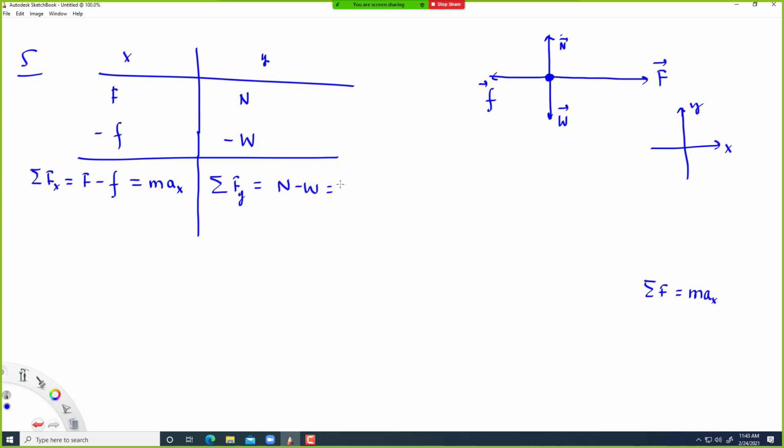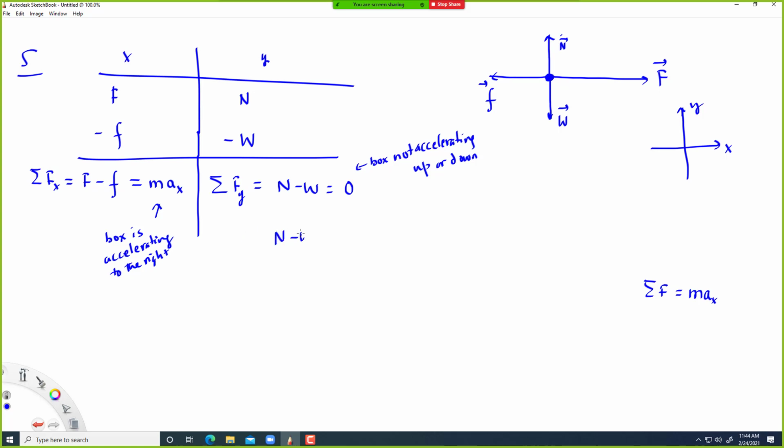Is there acceleration in y direction? Is the box moving up or down? It's at rest, right, along y direction. So it's in static equilibrium for y direction. So the box is not accelerating up or down, whereas here, the box is accelerating to the right. Okay. So let's look at this one.